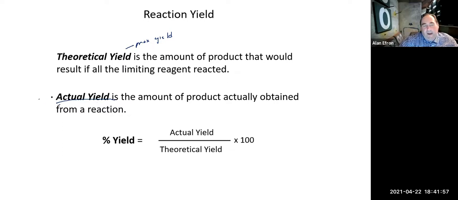Most of the time, your actual yield is less than your theoretical yield. And we can measure that by calculating something known as percent yield. We take our actual divided by our theoretical times 100%. When we do percent yield, we are looking for a high number.